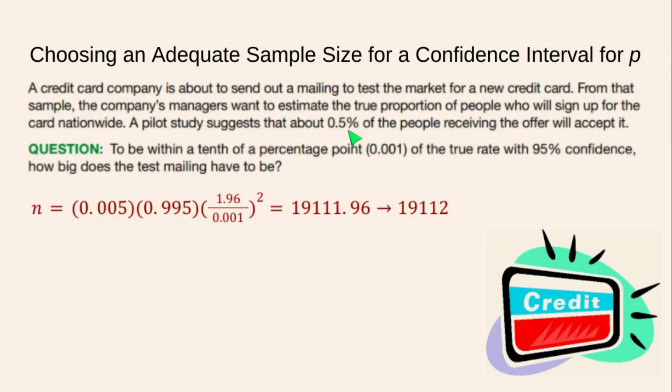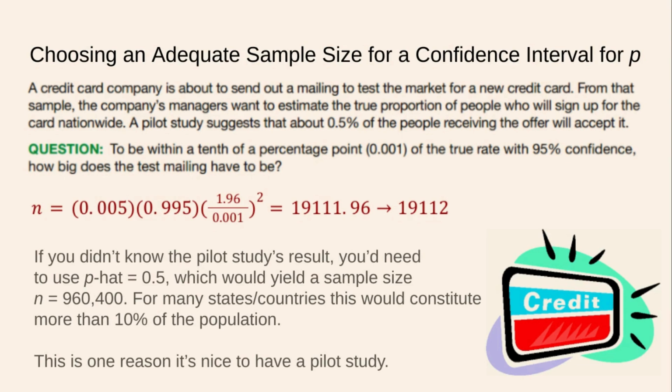Now, you may be wondering, what if we were not allowed to use 0.5%? What if we had to use 50-50? What if we had to use 50% for p and q? What if we did not have a pilot study? Well, if you did not have the pilot study result, you would need to use p hat equals 0.5, q hat equals 0.5, which would yield a sample size of almost 1 million.